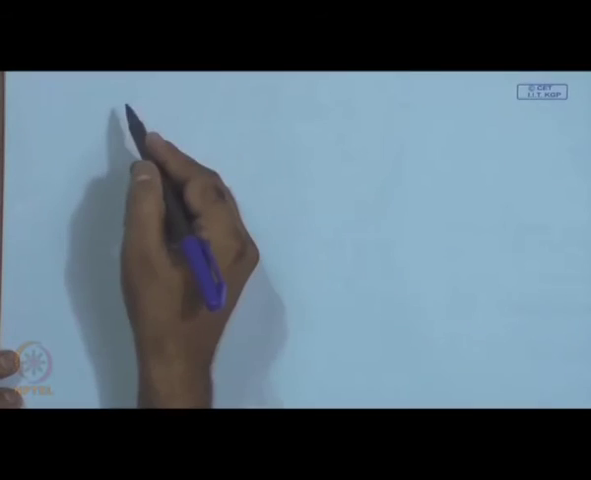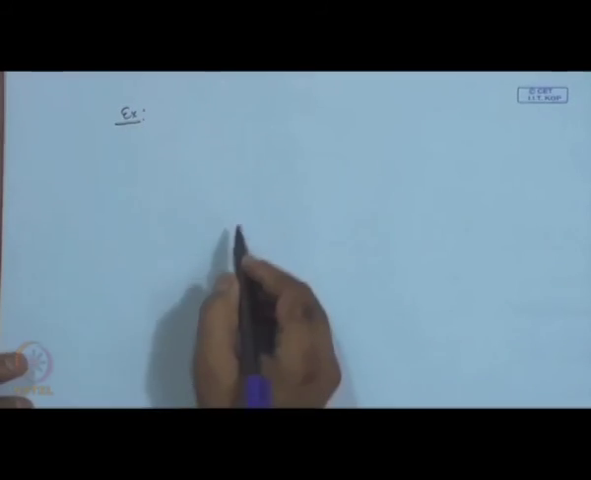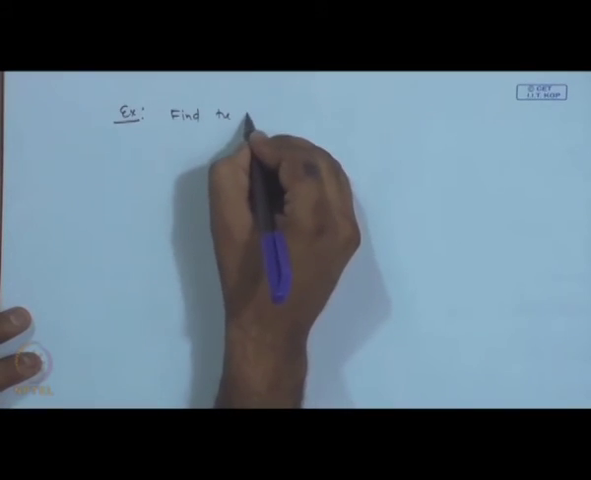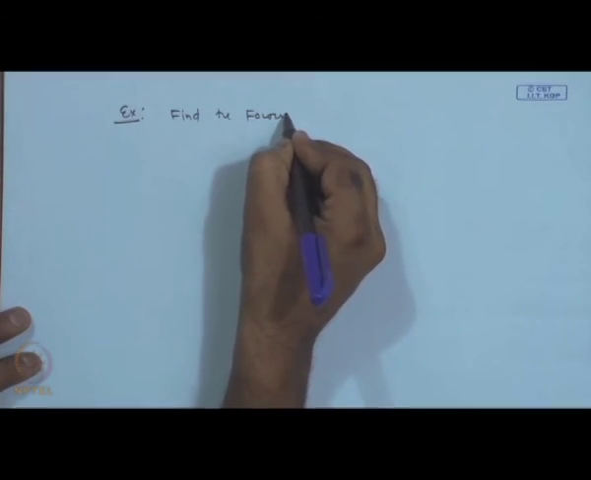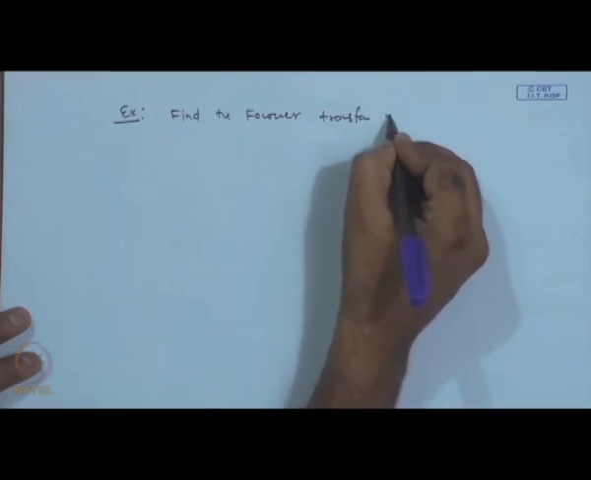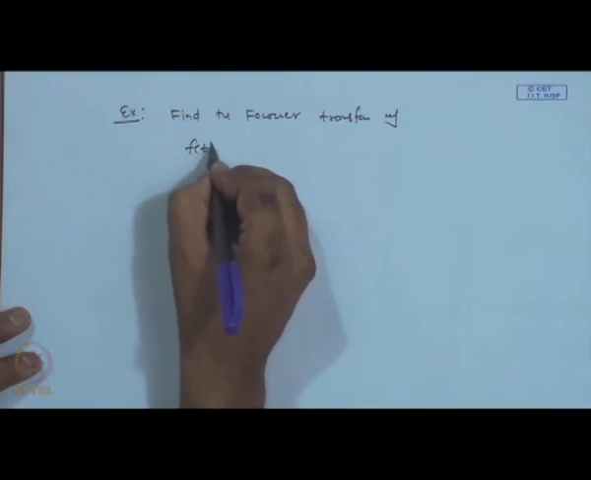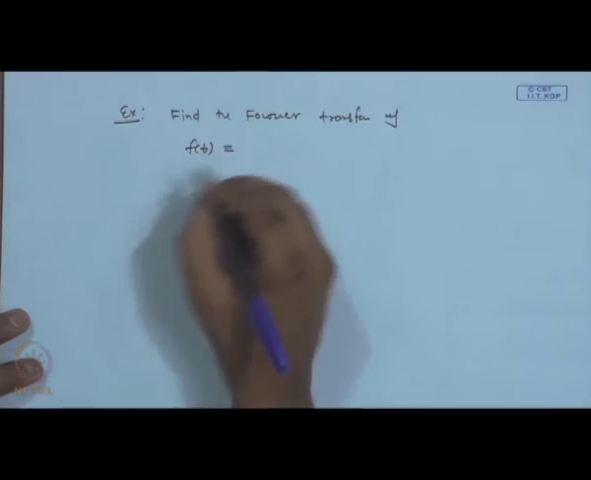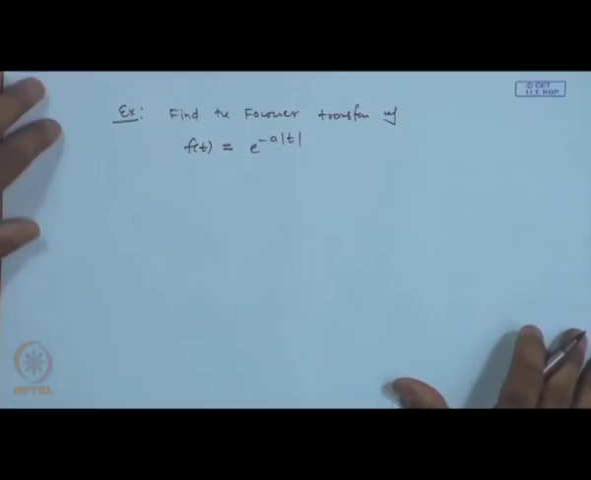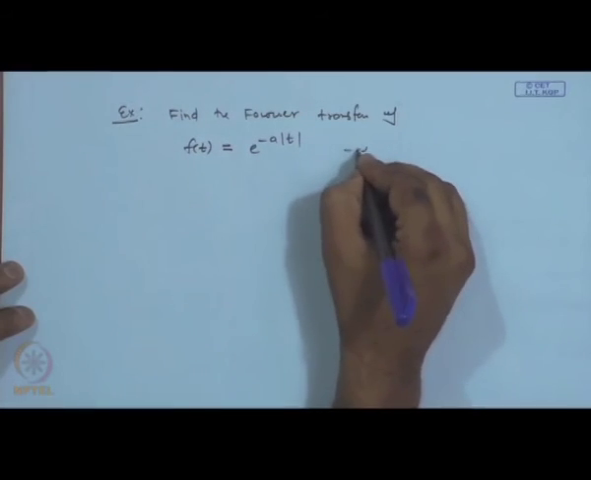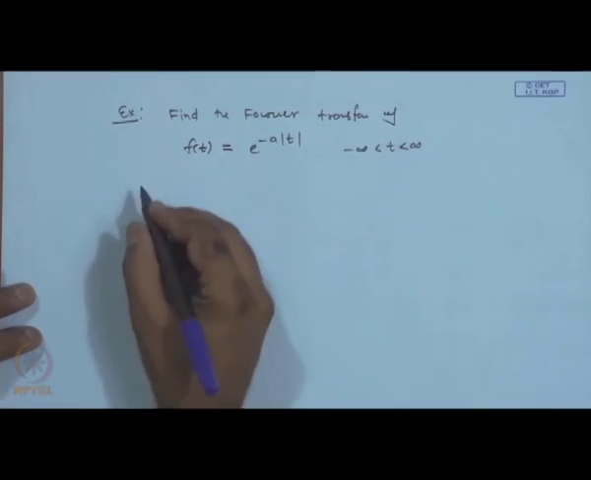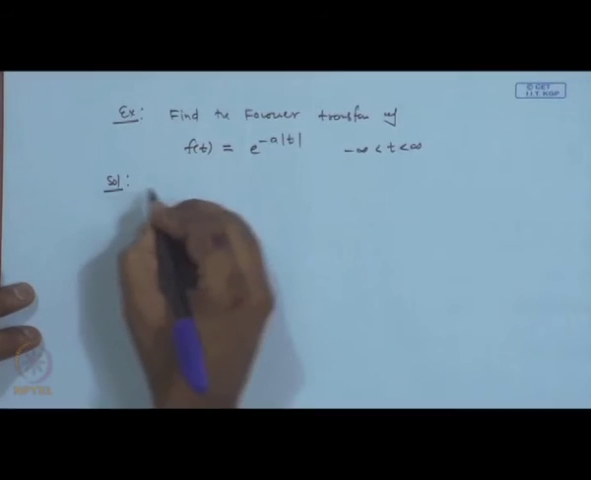Take another example now. Find the Fourier transform of f(t) equals e minus a and absolute value of t, t is from minus infinity to plus infinity. So the solution.